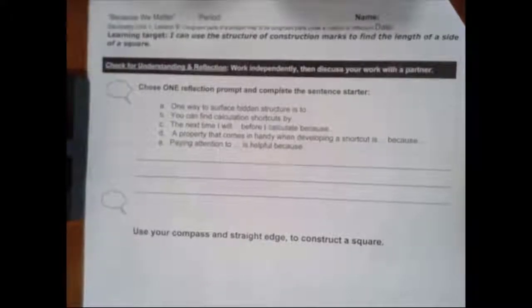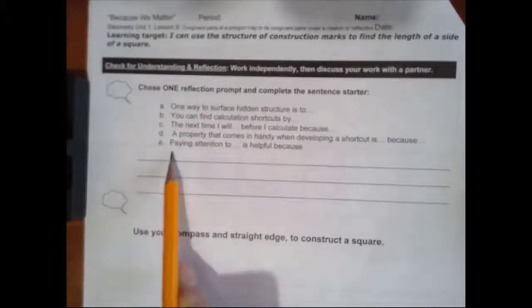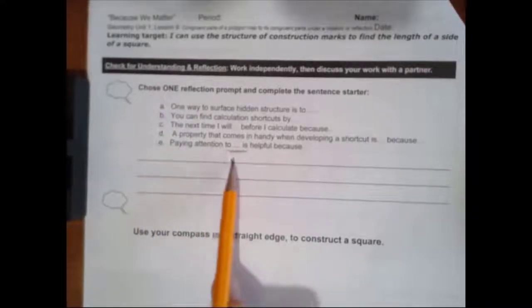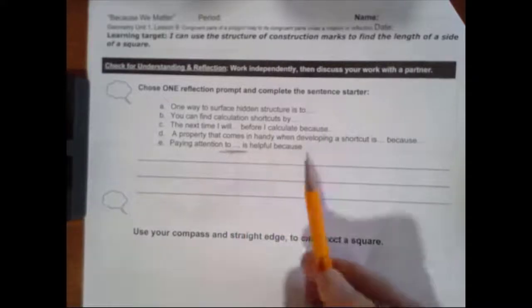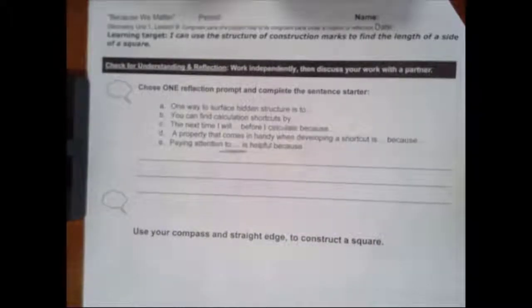So again, to get credit, these reflections are supposed to be the easy part of the lesson. The easy part. You tell me what you learned, and I'm giving you a variety of different ways. You choose one of these. You could say paying attention to attributes of the square, or characteristics of a square, is helpful because if I know what one side of the square is, I can know what all four sides of a square is. That's one thing you could write here.